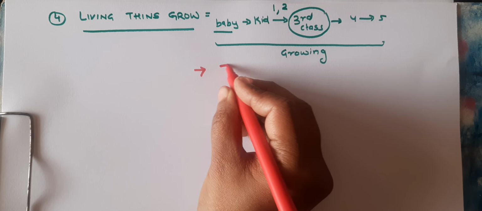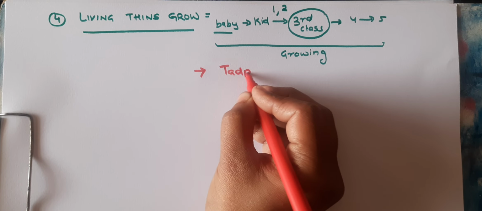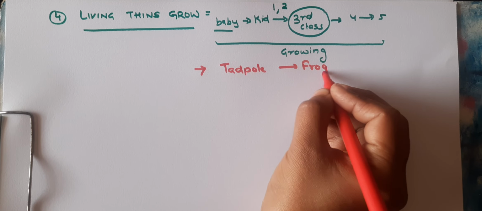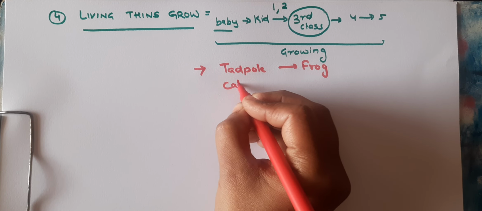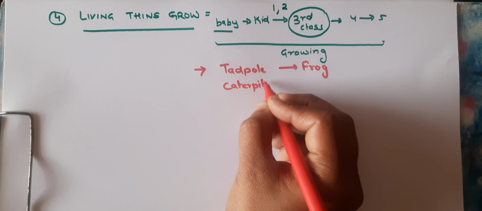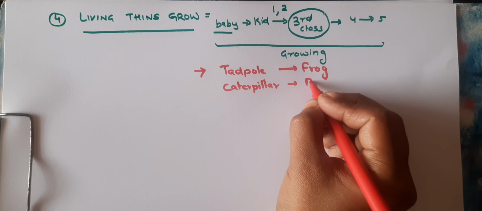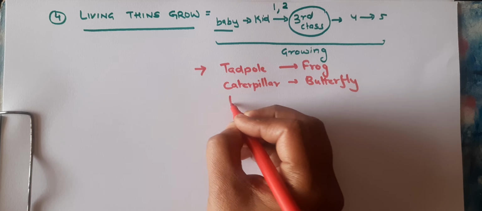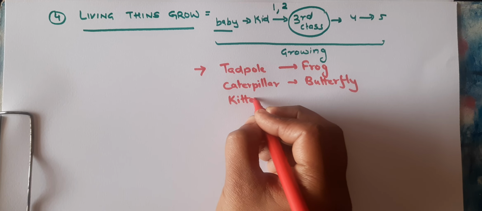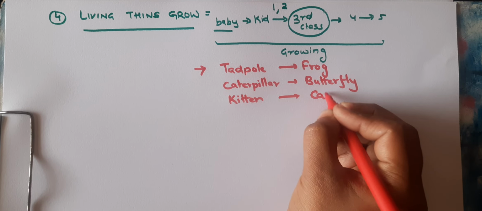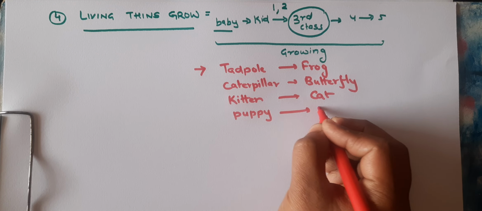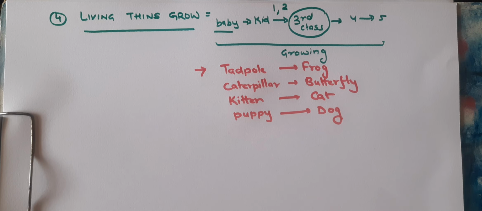So all living things, they will grow. The tadpole, it is a young one of the frog, it will become a frog. Caterpillar, it will become a butterfly. The baby of cat, that is kitten, it will grow and it will become a cat. The puppy will become a dog. Once it grows, it will become a dog. So living things, they will grow.